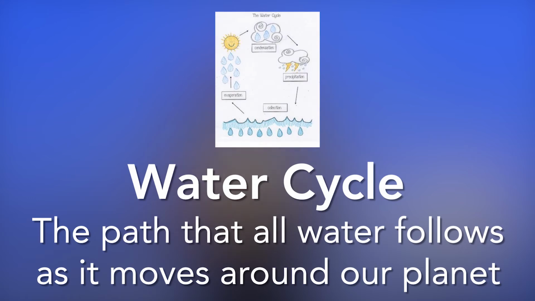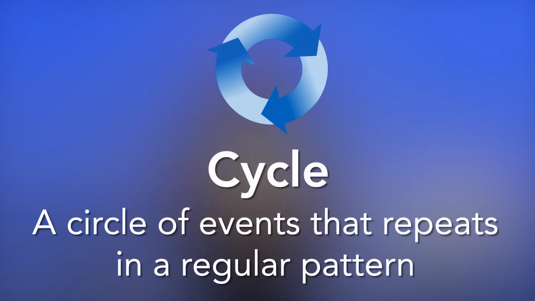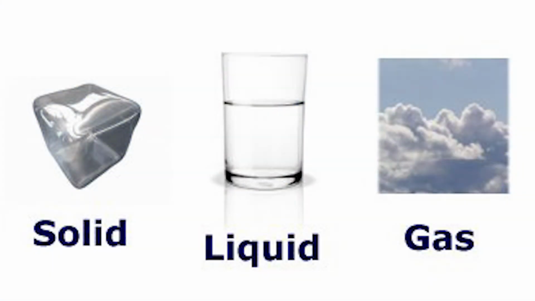The water cycle is the path that all water follows as it moves around our planet. A cycle is a circle of events that repeats in a regular pattern. That means the water in your sink, the rain that falls down, and the water in the lakes and the oceans are all connected. Water exists in 3 states: solid, liquid, and gas.